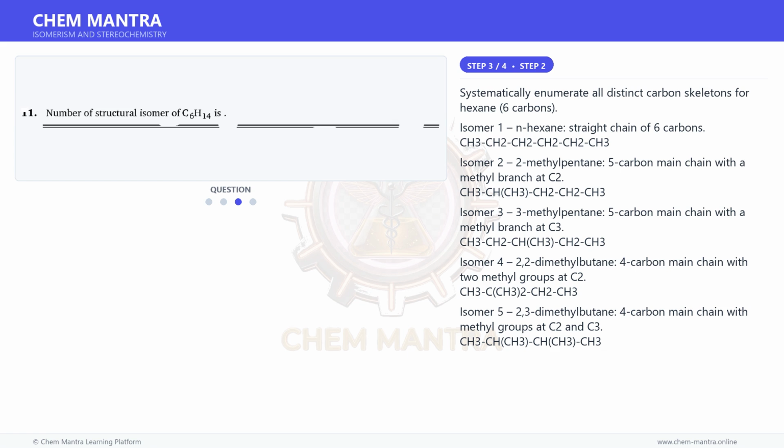Isomer 5: 2,3-dimethylbutane, 4 carbon main chain with methyl groups at C2 and C3, CH3CH(CH3)CH(CH3)CH3.